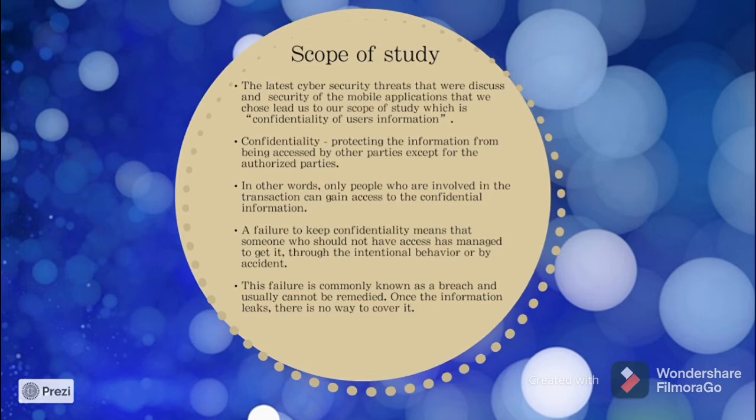Confidentiality is protecting the information from being accessed by other parties except for the authorized parties. In other words, only people who are involved in the transaction can gain access to the confidential information. A failure to keep confidentiality means that someone who should not have access has managed to get it through intentional behavior or by accident. This failure is commonly known as a breach and usually cannot be remedied, because once the information leaks, there is no way to cover it.